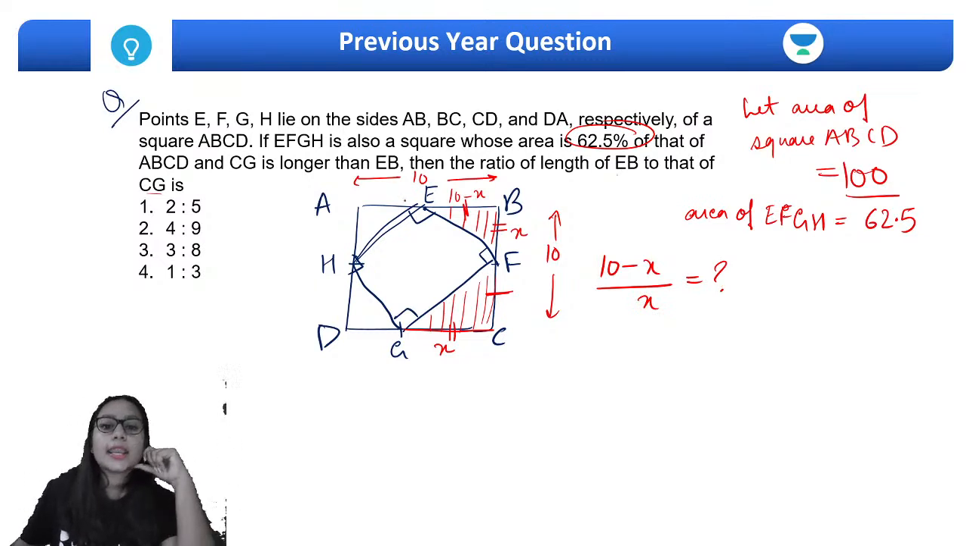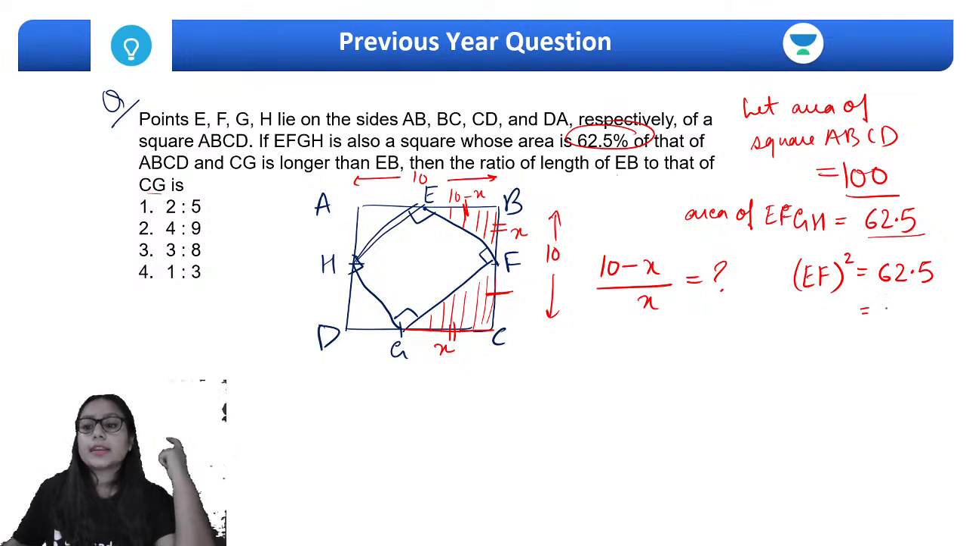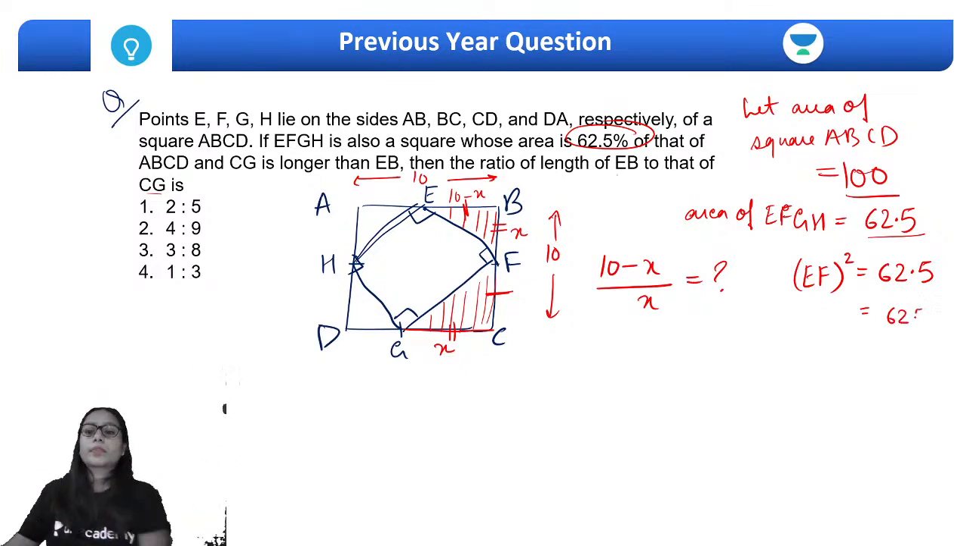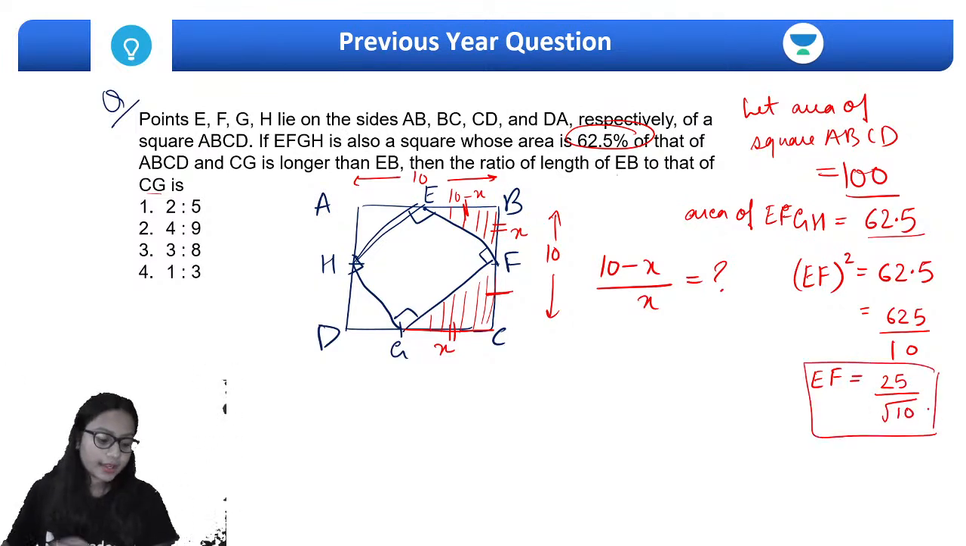Now, can I find the value of EF? We know the area of square EFGH. From here, I can find the value of EF. So, I know that EF square is equal to 62.5. I can write this as 625 by 10. Therefore, I get the value of EF as 25 upon root 10. This is the value of EF that I have.